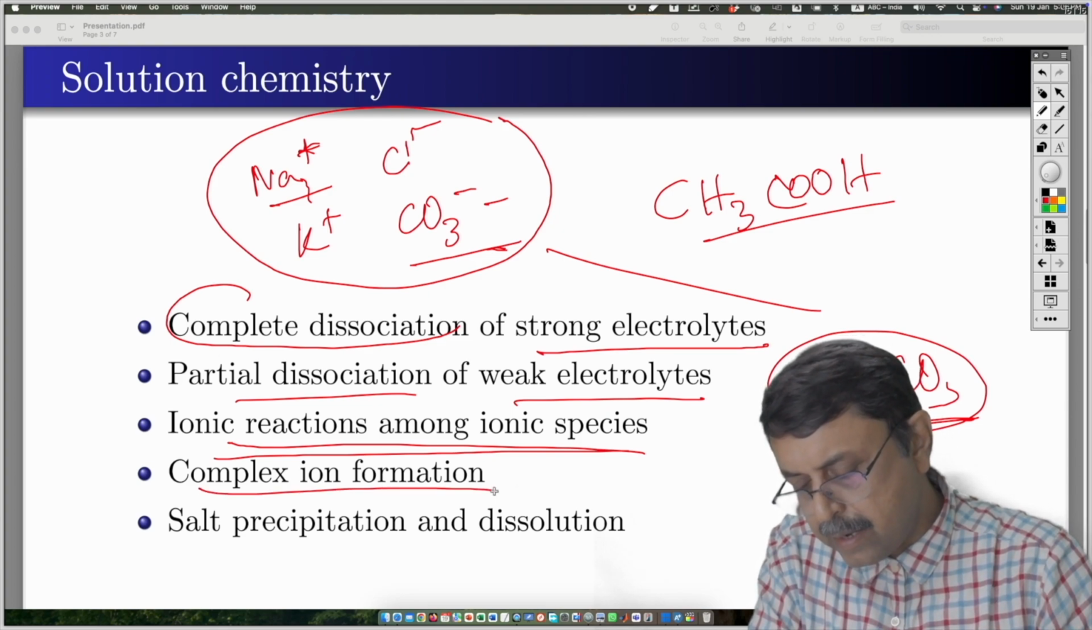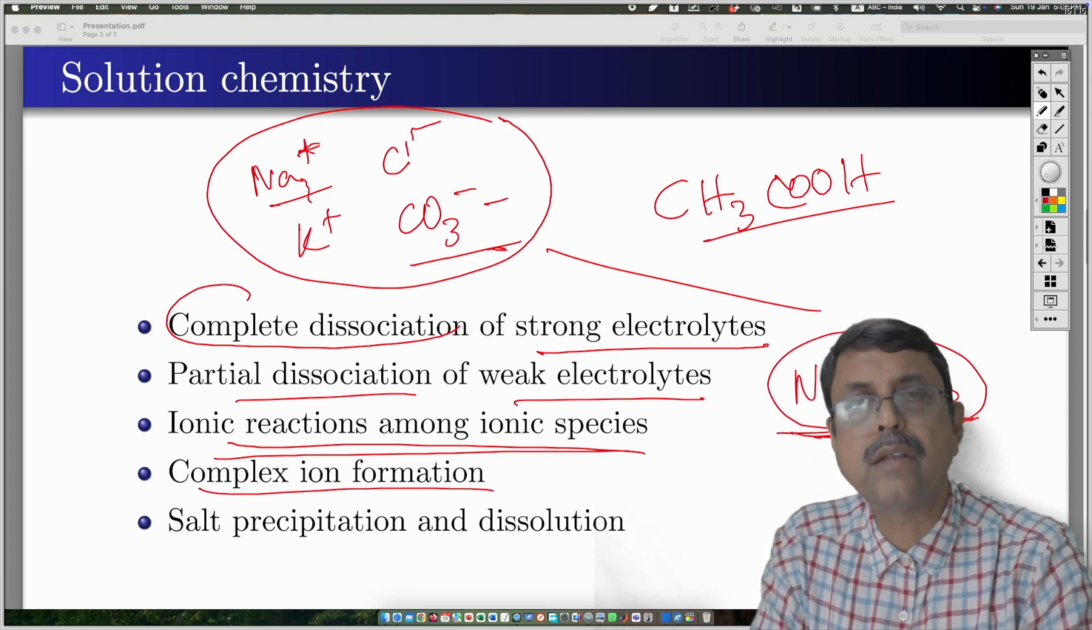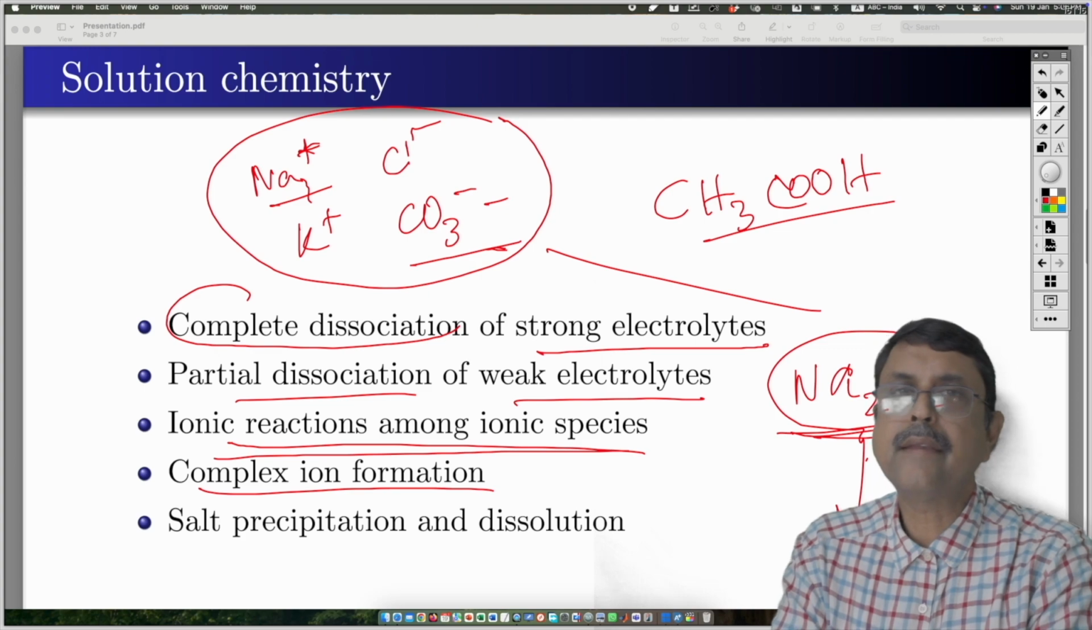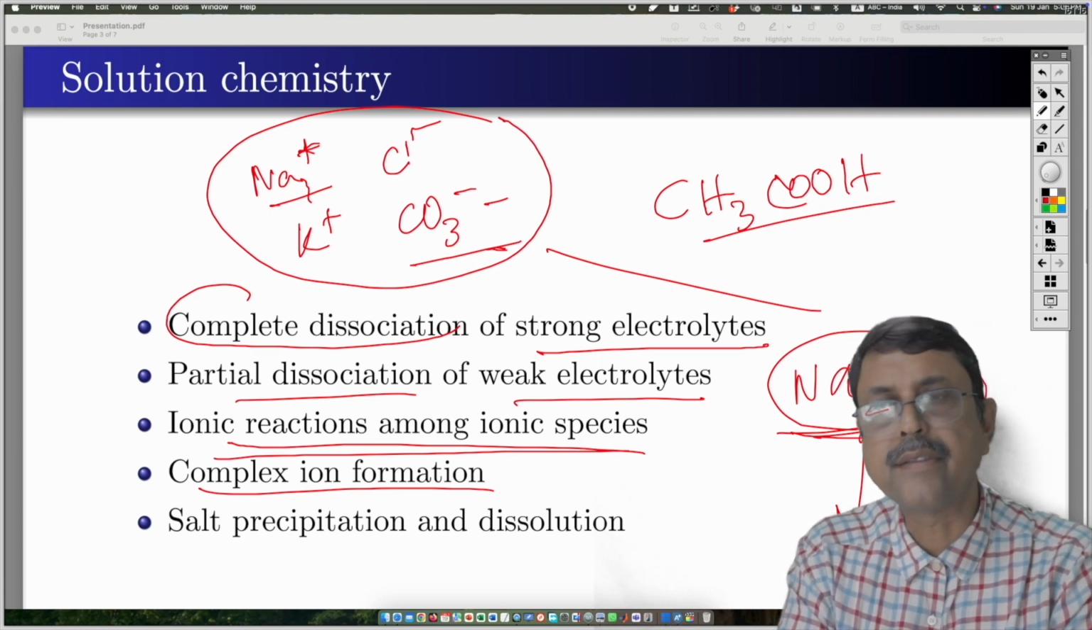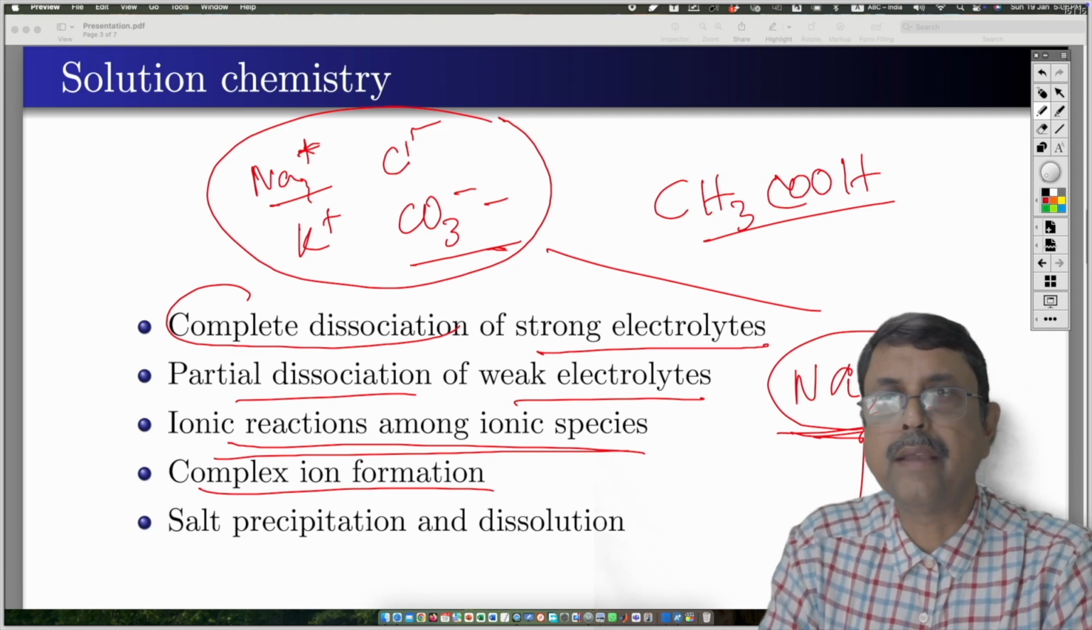And in that manner, they form complex ions also. And complex ion doesn't mean that they will be stable ions always. They may be unstable ions, but they are complex ions.